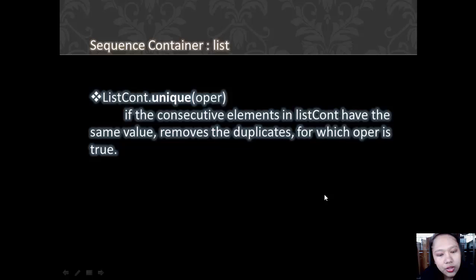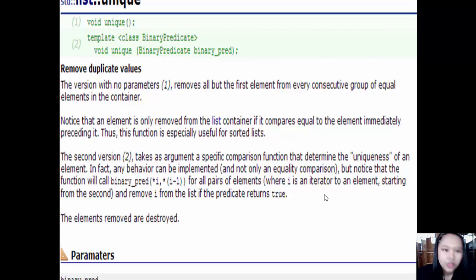So, list count unique oper: if the consecutive elements in list count have the same value, remove the duplicates for which oper is true. So, remove duplicate values. The version with no parameter removes all but the first element from every consecutive group of equal elements in the container. Notice that an element is only removed from the list container if it compares equal to the element immediately preceding it. Thus, the function is especially useful for sorted lists.